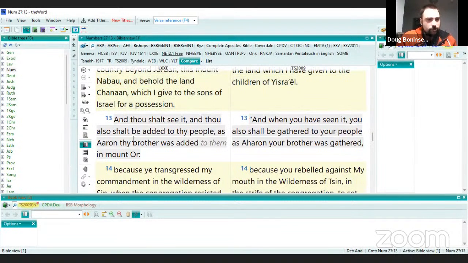You shall see it, and you shall be at it, and also shall be added to your people. As Aaron, your brother, was added in Mount Hor.